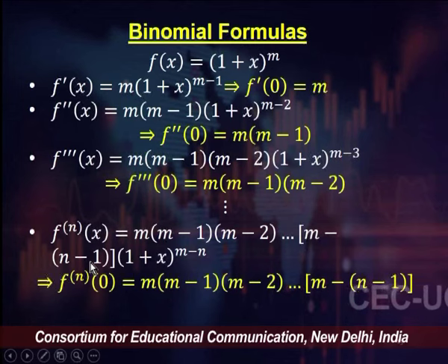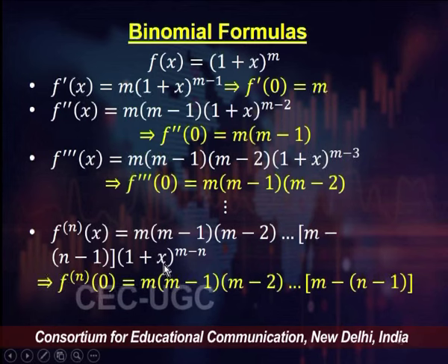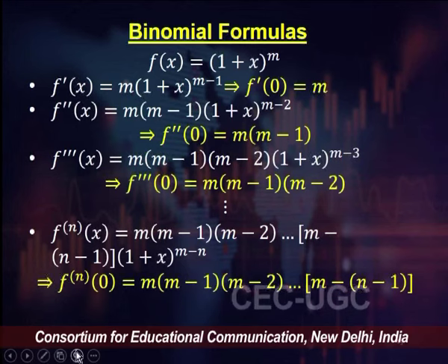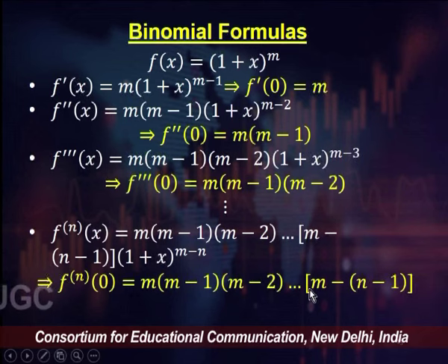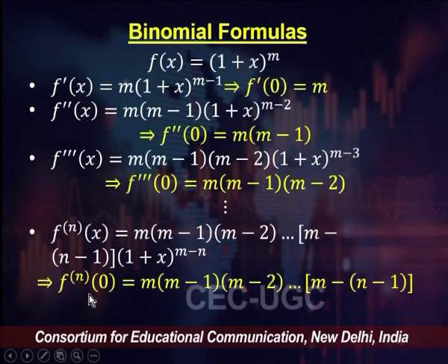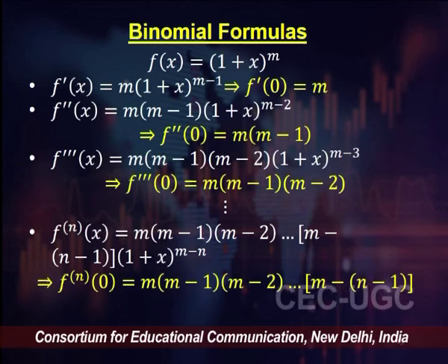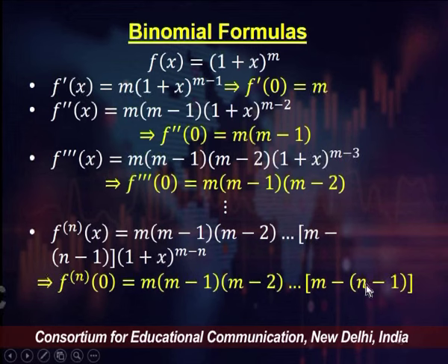m minus n minus 1, like I said, 1 less than the order of the derivative we are taking, times 1 plus x to the power m minus n, so that the nth derivative at 0 is m times m minus 1 times m minus 2, and so on till m minus n minus 1. And just to go one step ahead, because we'll also be writing down the Taylor's formula, we'll need the n plus 1th derivative at c. In that case, the last factor here would be m minus n in this expression for the n plus 1th derivative.